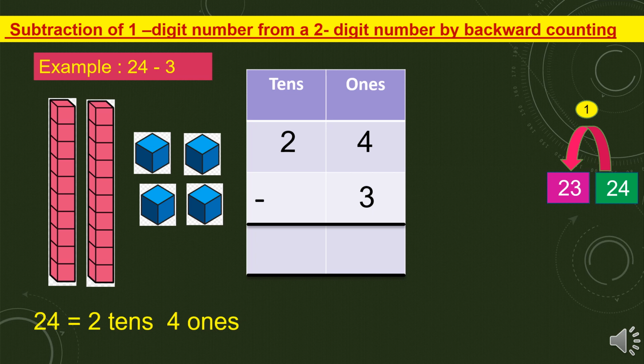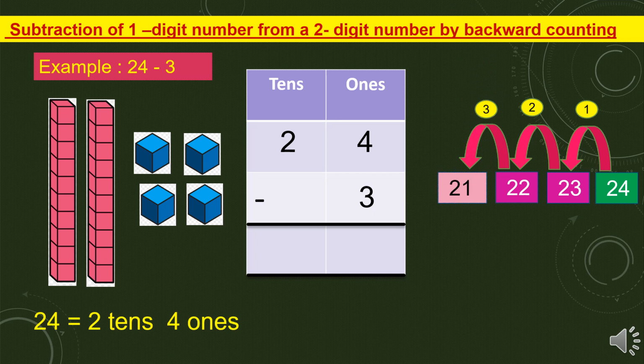So when we have counted one step back, we reach number 23. Then in the second step, we have reached number 22. Then in the third step, we have reached number 21. So 21 is the final answer. We got 21. So how easy this was, by backward counting. So the answer is 21 over here.